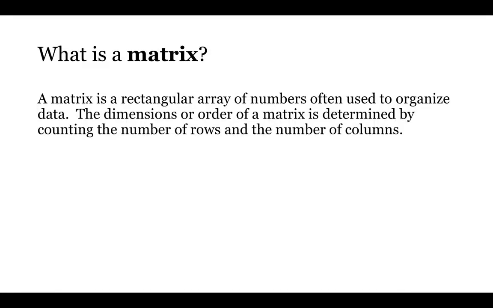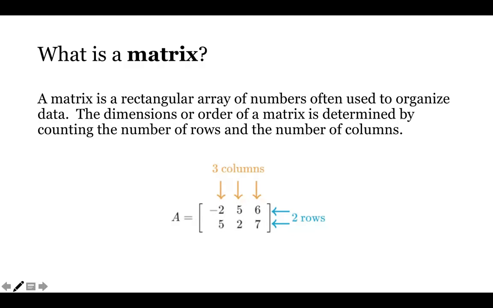A matrix is a rectangular array of numbers often used to organize data. The dimensions or order of a matrix are determined by counting the number of rows and the number of columns. So this matrix that I have right here is a 2 by 3 matrix. It's rows by columns. That's an important one to remember. If you're asked to identify which of the following are 2 by 3 matrices, knowing that it's rows by columns: 2 rows, 3 columns.